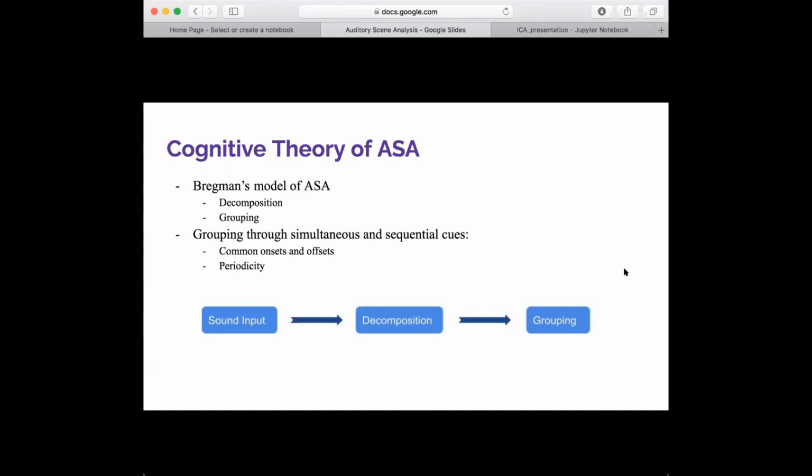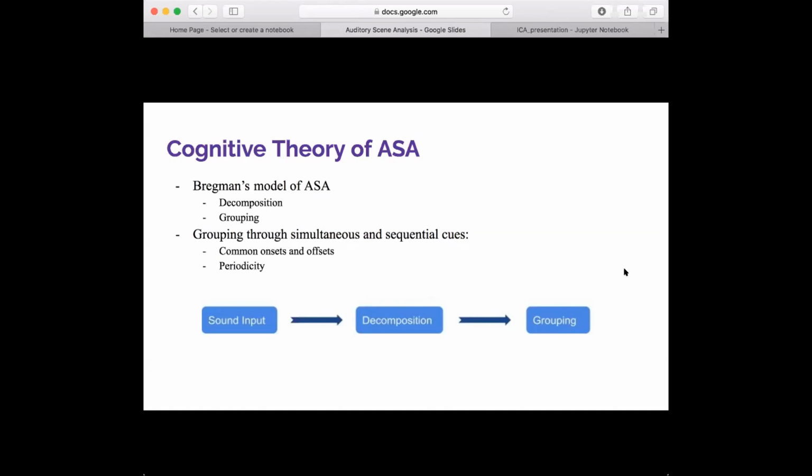There are two major grouping mechanisms: simultaneous and sequential. Simultaneous grouping cues involve grouping elements across frequencies, whereas sequential grouping cues are grouped across time. The decomposition aspect of the peripheral auditory system, the first part, is quite well studied. However, the neural correlates of grouping require more exploration.